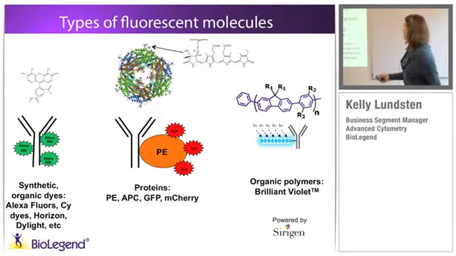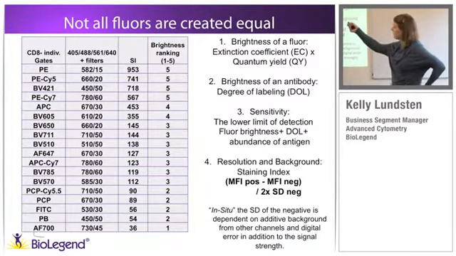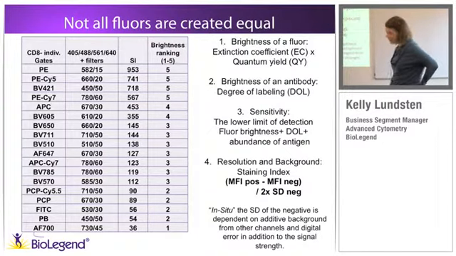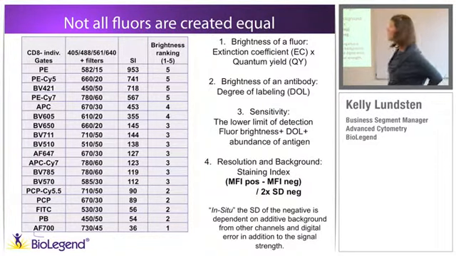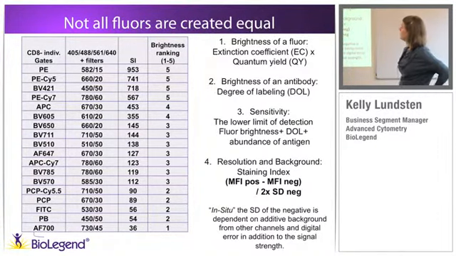So the graph that you're looking at here is a staining index that I developed using all of the CD8 conjugates for every single fluorophore that we offer. And we do not offer PE-Texas Red or PE-CF594, although CF594 is actually quite a bright fluorophore.